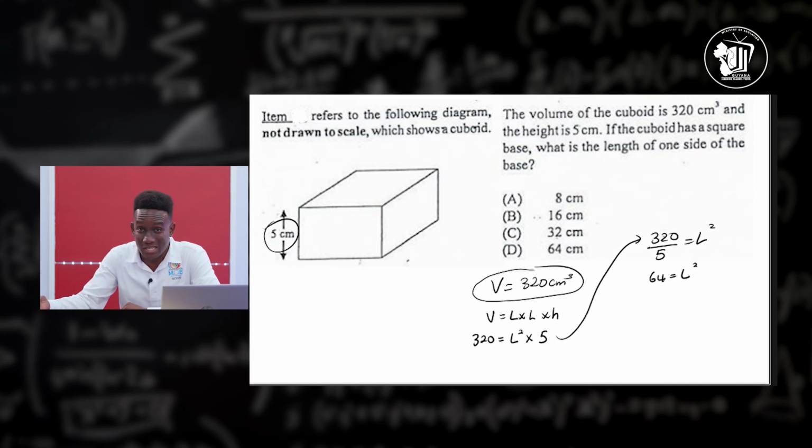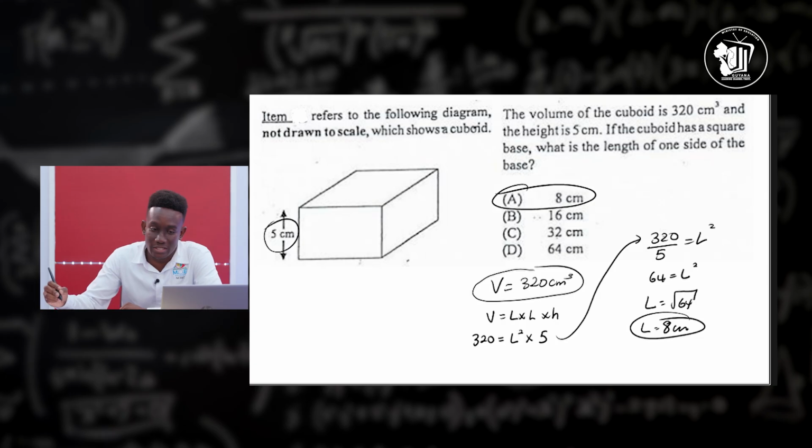So of course, it had to be a nice number that you can find the square root of, nice. So we can say L is equal to the square root of 64. We should get 8 times 8 is 64. So the answer is 8 cm, which is simply A.